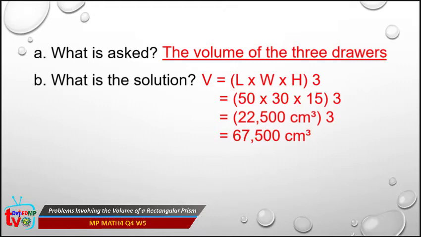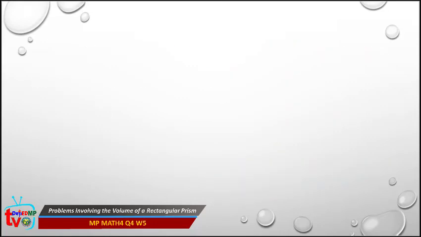So if we get the product, the answer will be 22,500 cubic centimeters. We multiply it by 3 to get the total volume of the 3 drawers. So that will be 67,500 cubic centimeters. Now for the final answer, the volume of the 3 drawers is 67,500 cubic centimeters.